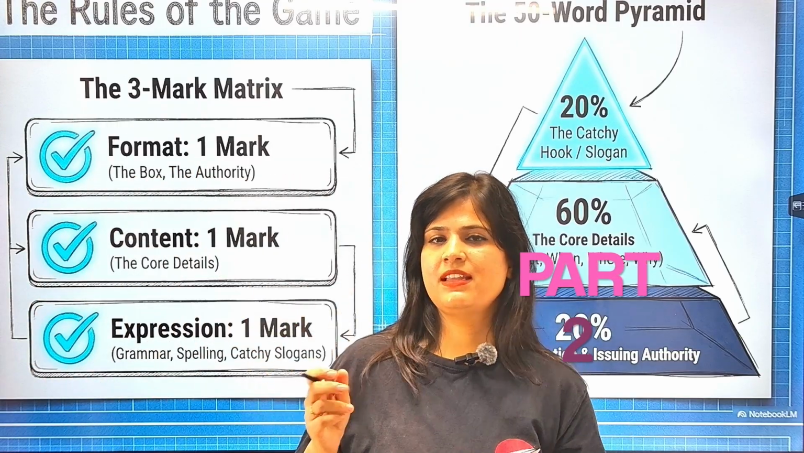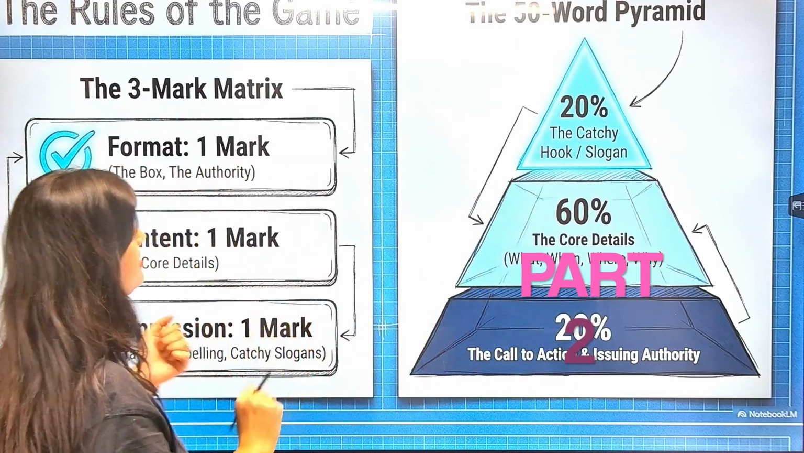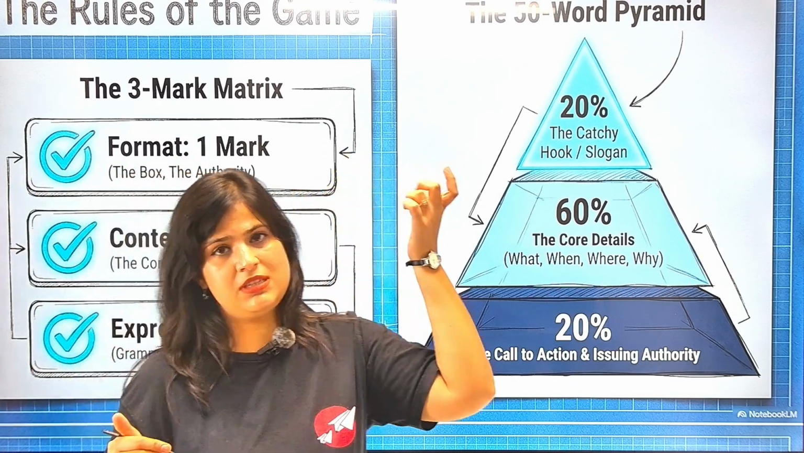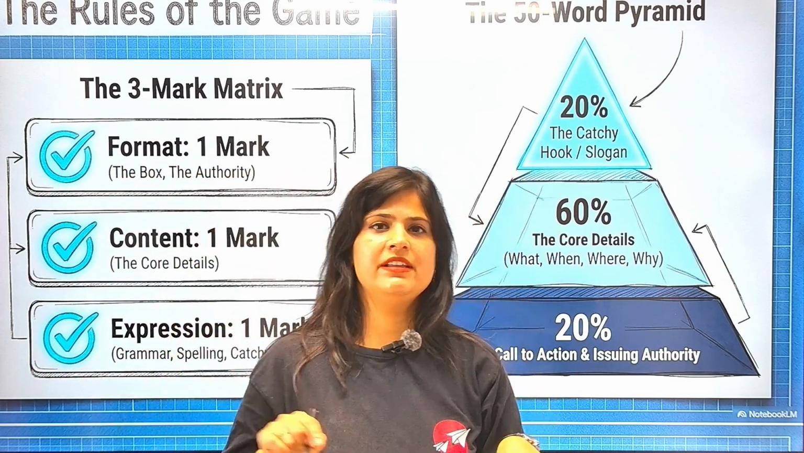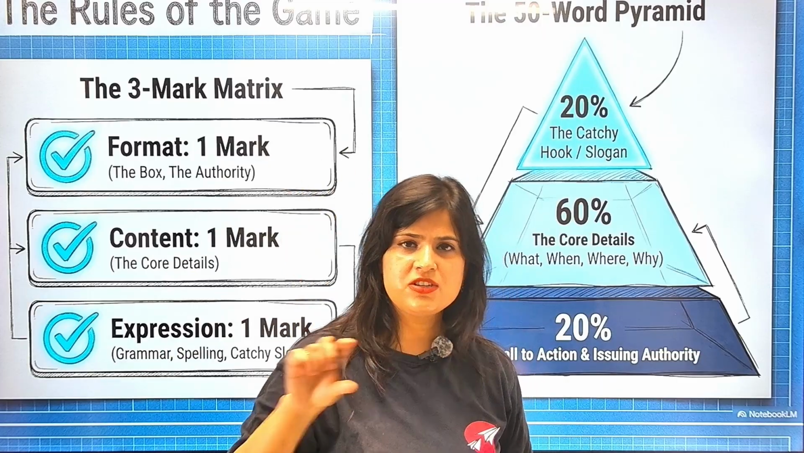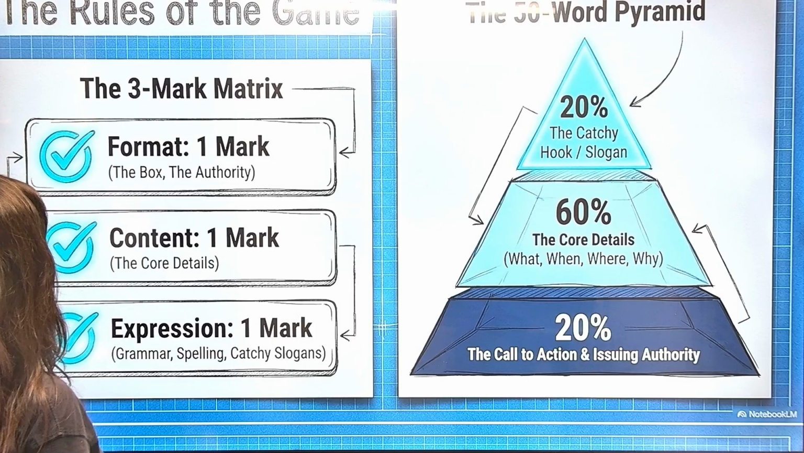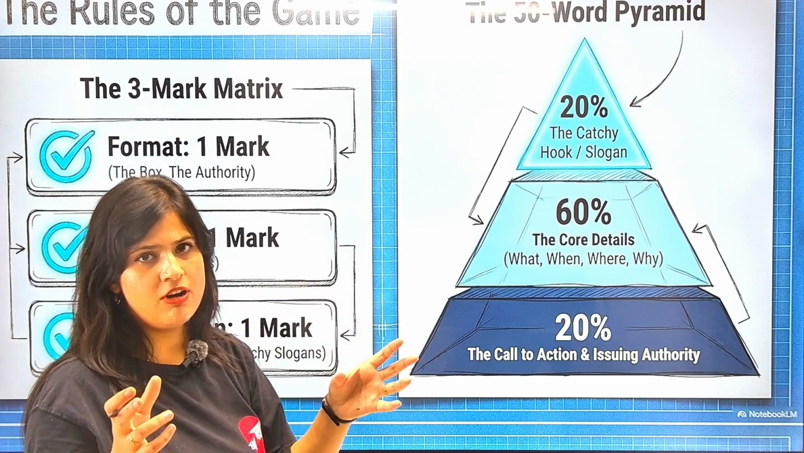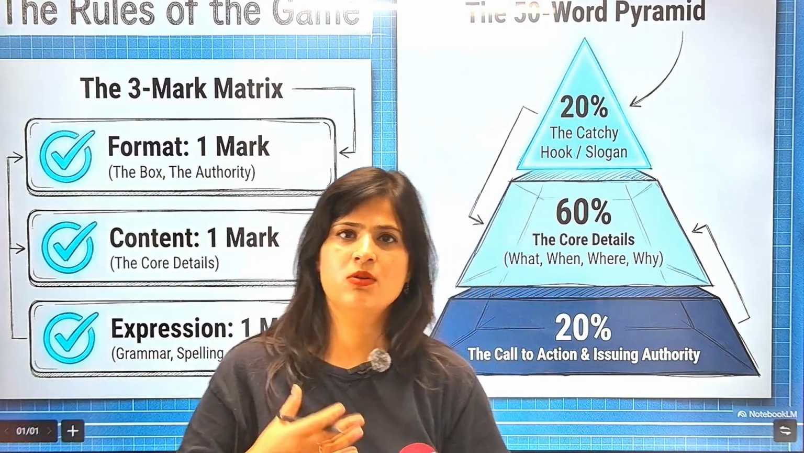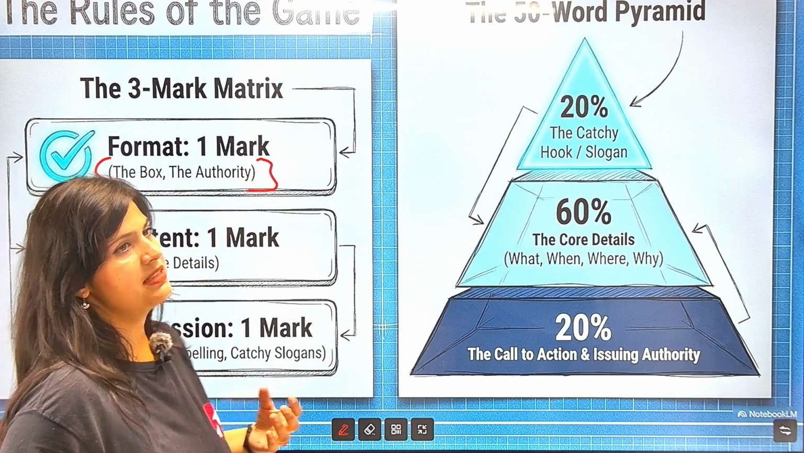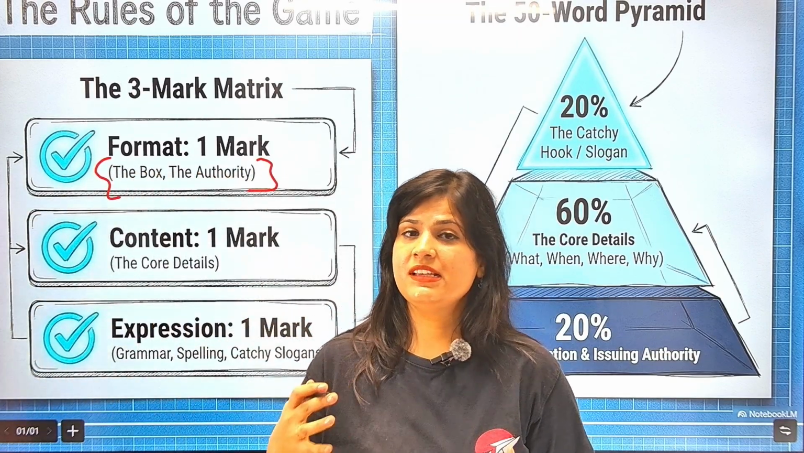The rubric says that it carries 3 marks, and how are those 3 marks divided? Format. Now, the format of a poster is nothing but definitely the box, the title, and the issuing authority. So if you write these three things together in complete form, you are going to get 1 mark. Nobody can deduct that 1 mark in your marking scheme in your paper if you write these 3 together.